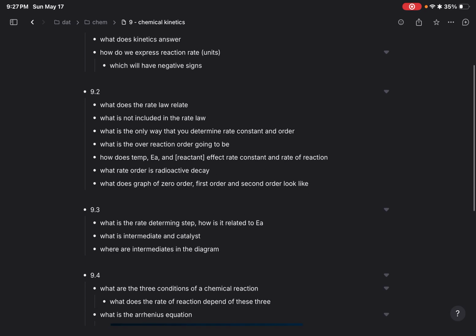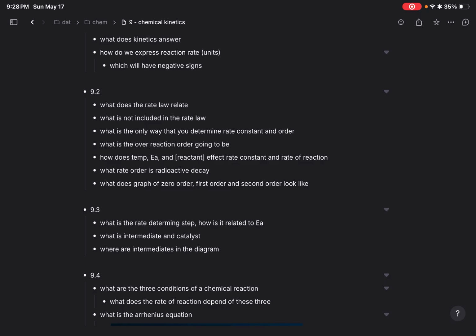So what does the rate law relate? It relates the concentration of reactants to the rate of the reaction. What is not included in the rate law? You're not going to have any products or intermediates in the rate law. What is the only way that you can determine rate constant order? You have to use experiments, so you have to have trials in order to find out what the order is and the constant.